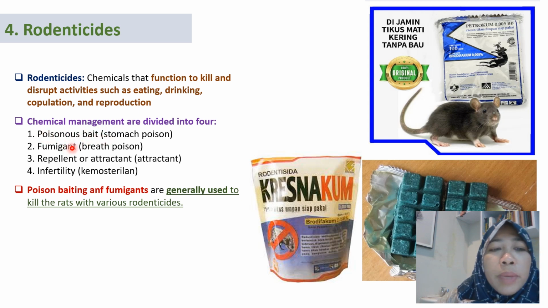Fumigant is to disrupt the respiration of the rat, a breath poison. Then repellent or attractant, this is to attract the rat. And then infertility. Infertility is chemosterilant.